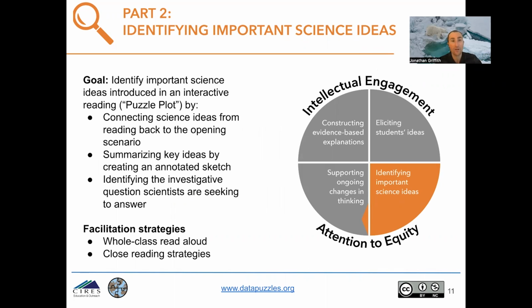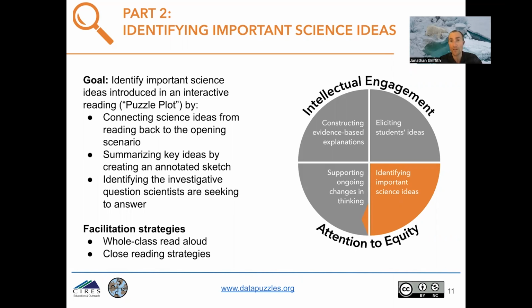You'll pass out the student worksheet and use it to facilitate whole class discussions, among other things, to connect science ideas from the reading back to the opening scenario, to summarize these key ideas by having students create an annotated sketch, which functions as their de facto initial model, and for students to identify the investigative questions scientists are seeking to answer and make a prediction about that investigative question. So teachers have used a couple of different facilitation strategies for this part.